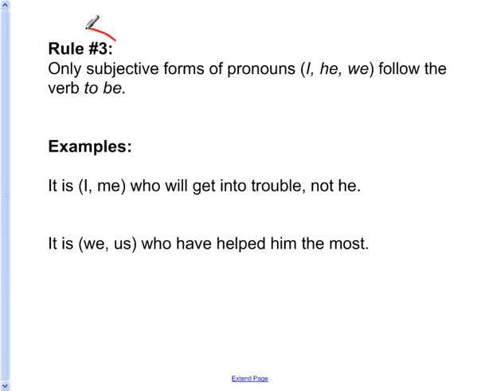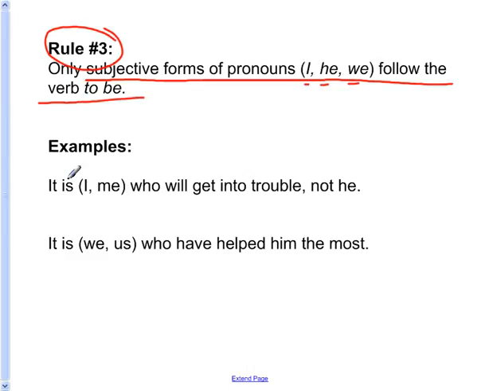Let's look at rule number 3. Only subjective forms of pronouns, I, he, she, we, follow the verb to be. Okay, not the objective forms, me, him, or us. So only the subjective forms follow the forms of to be. So it is I or it is me who will get into trouble, not he. Okay? The form of to be here is.